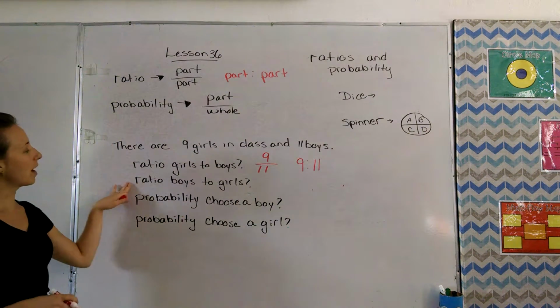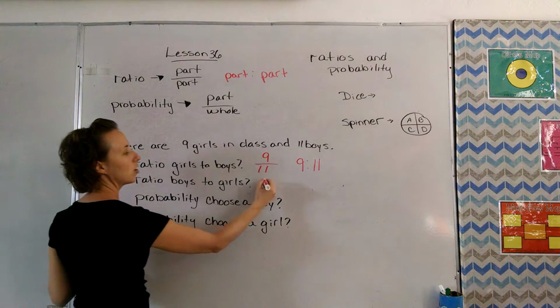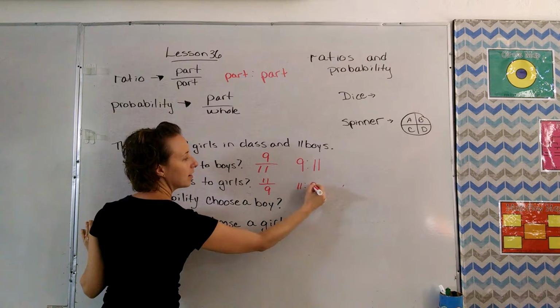All right, now let's do it the other way. The ratio of boys to girls. There are 11 boys to 9 girls. That would be 11 to 9, or 11 to 9.